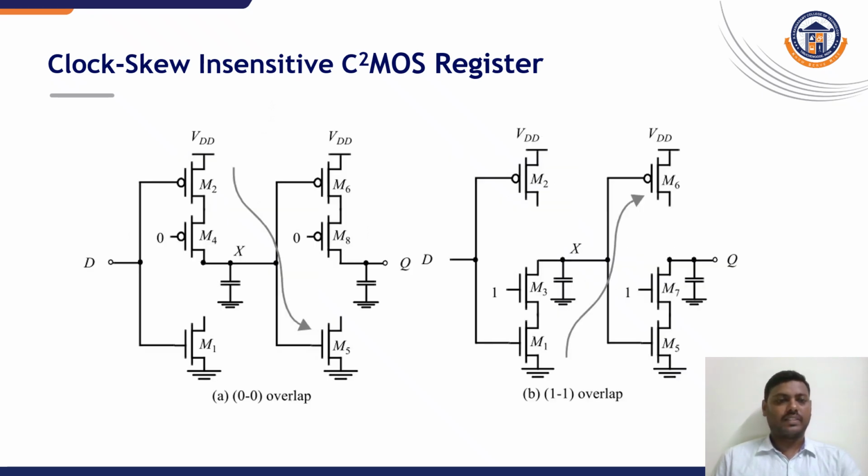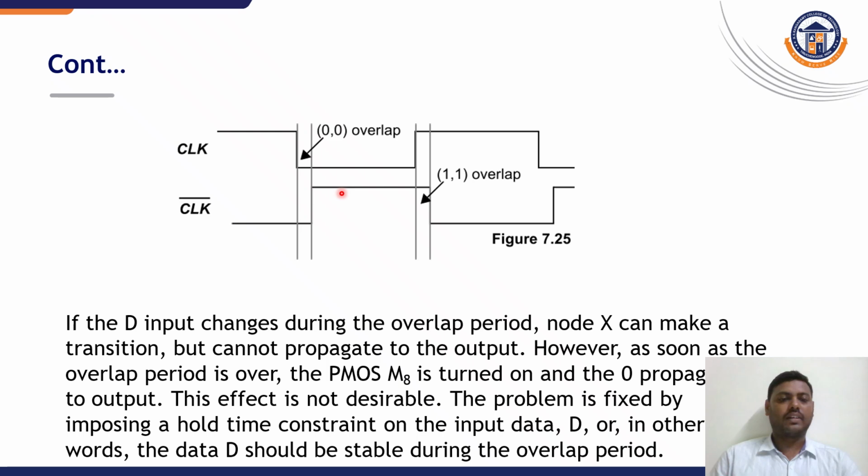Here the operation of this clock skew insensitive C2 MOS register is, whenever the 00 overlap occurs, M2 and M4 are on and X changes its value, but it does not propagate its value to the output. Whenever the clock changes to its original value, the data will be propagated from X to the output through M5. Similarly, for the 11 overlap, M1 and M3 will be used to pass the master data to M6. Clock and clock bar, that is for a clock skew insensitive C2 MOS register.